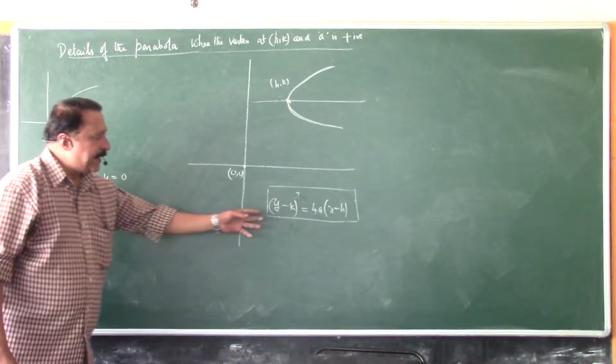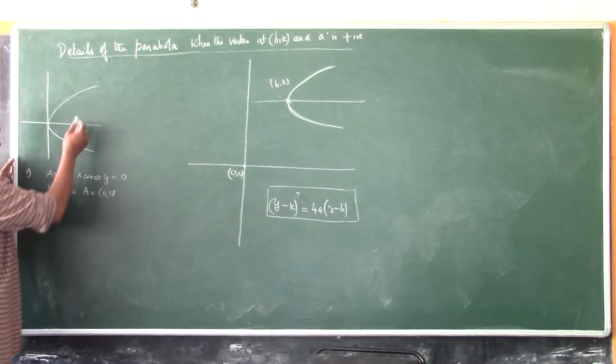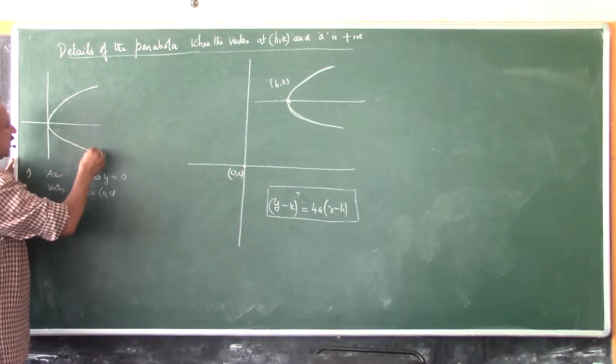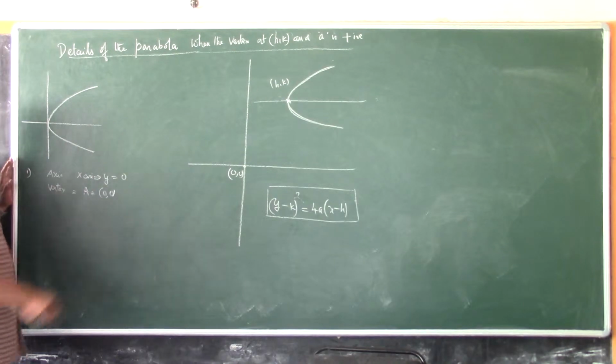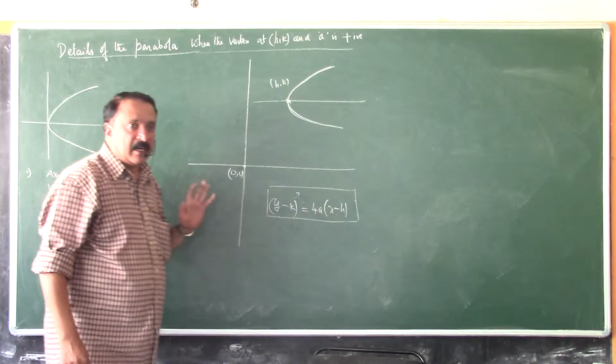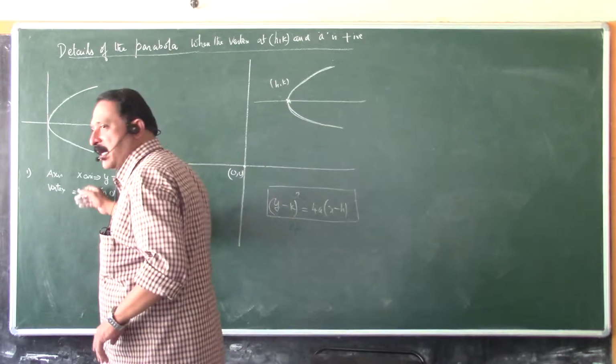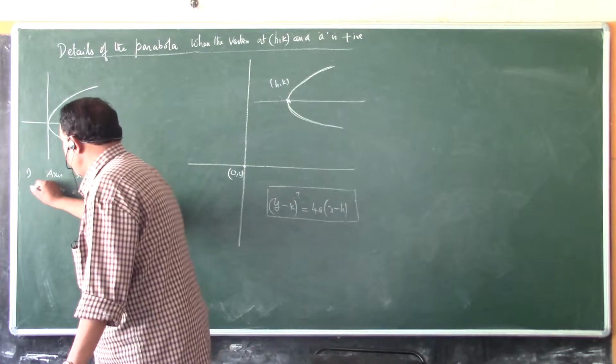And to now write the details, let us look into the parent parabola. Parent parabola means that parabola which has its vertex at the origin and takes a right turn. Here also we are dealing with the parabola which takes a right turn. Okay. So now I'll just quickly make a list of the details which we already know.